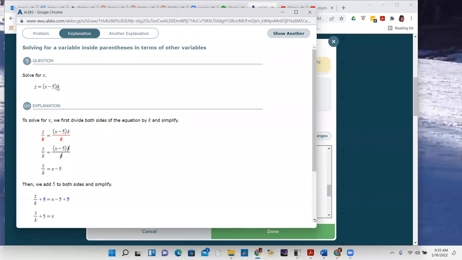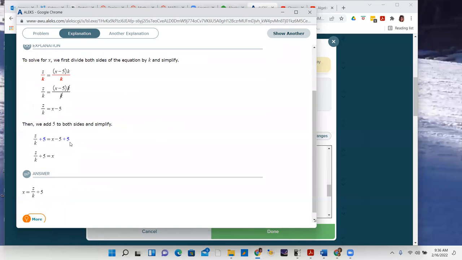Remember, factors are multiplying other things. So that is k times the factor in parentheses. There are two factors on the right. Try and say that a few different ways. So divide both sides by k. And then you can remove the parentheses, because you just have one factor. It's not multiplying anything else anymore. And then you can add 5 to both sides.